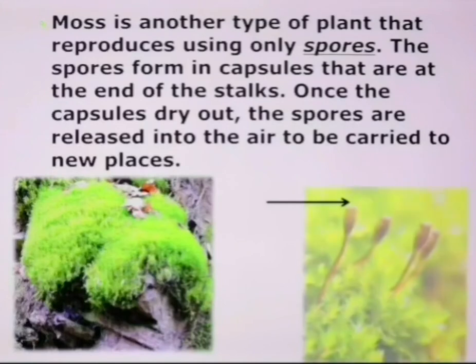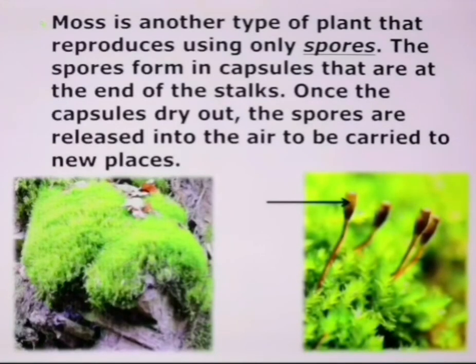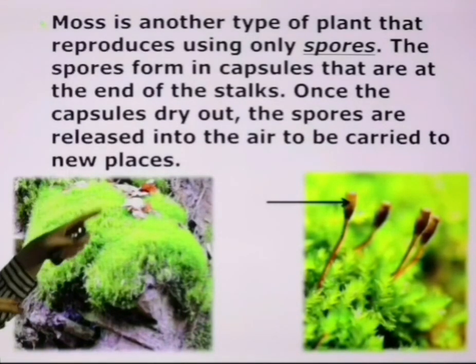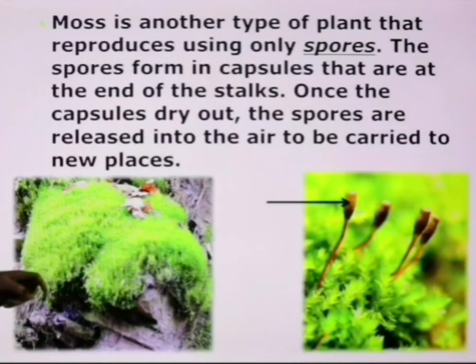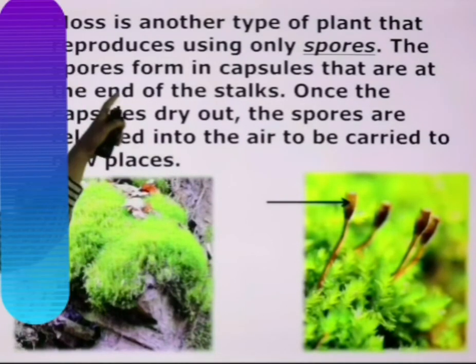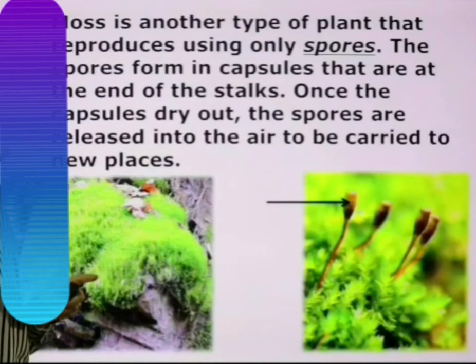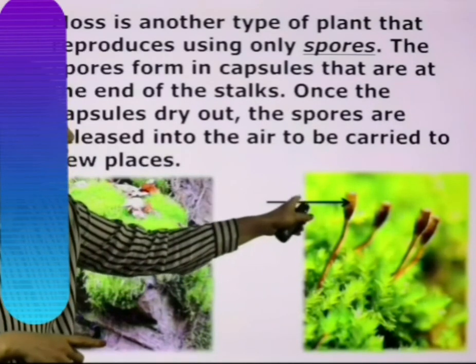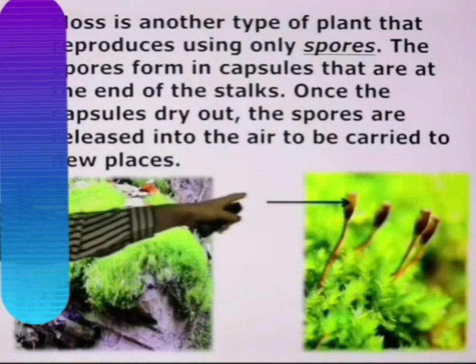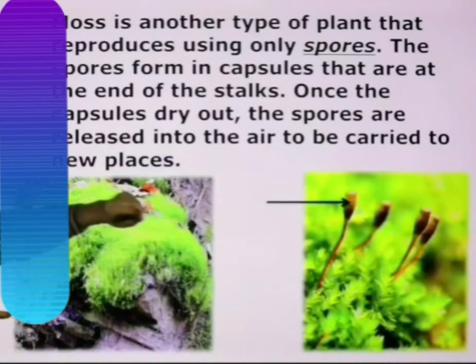Moss is another type of plant that reproduces using only spores. So until now, we said ferns and moss. These are the two kinds of plants that reproduce by their spores. The spores form in capsules. You know the capsules, the vitamin capsules. They look like a vitamin capsule. They are here. The spores are in these capsule-like shapes.